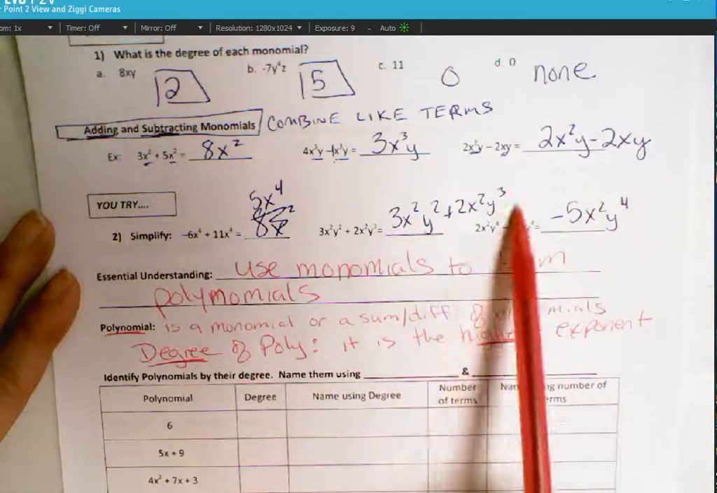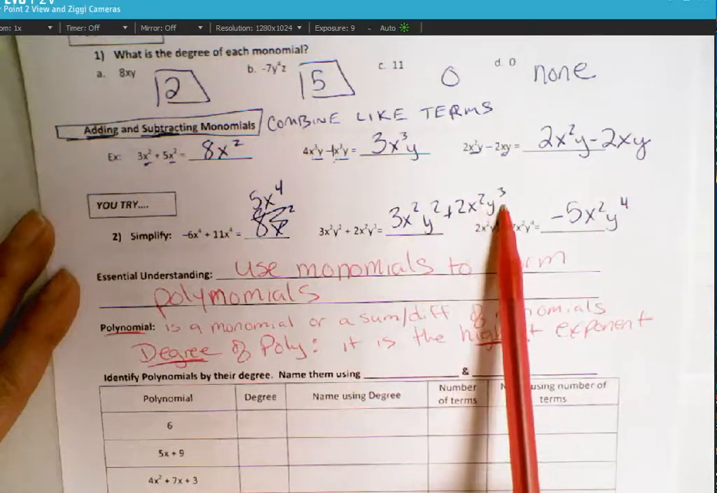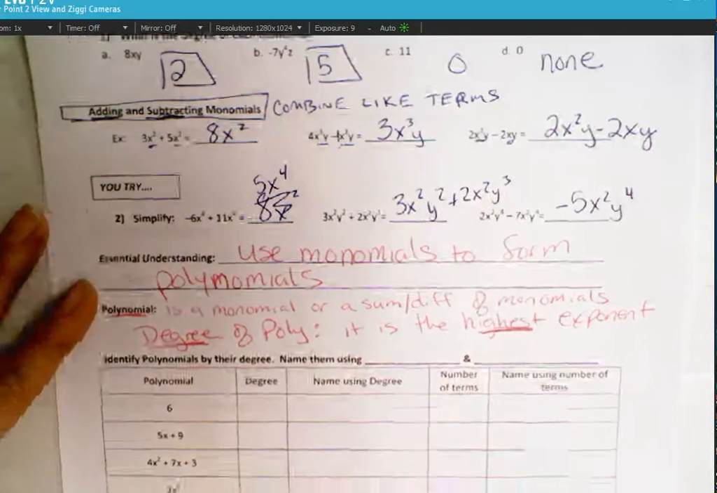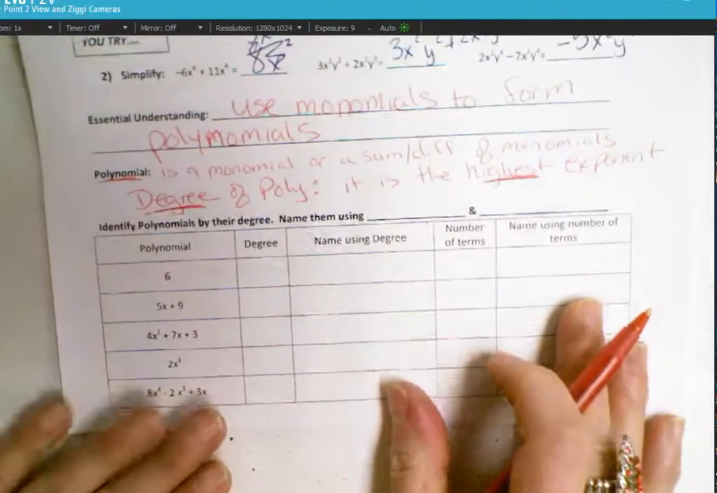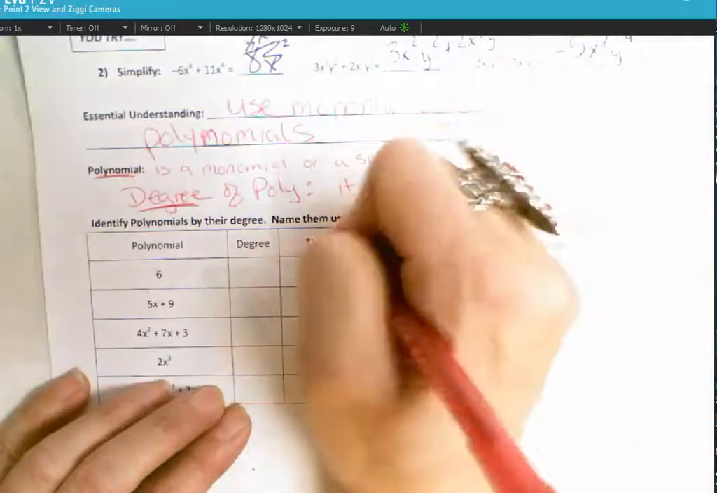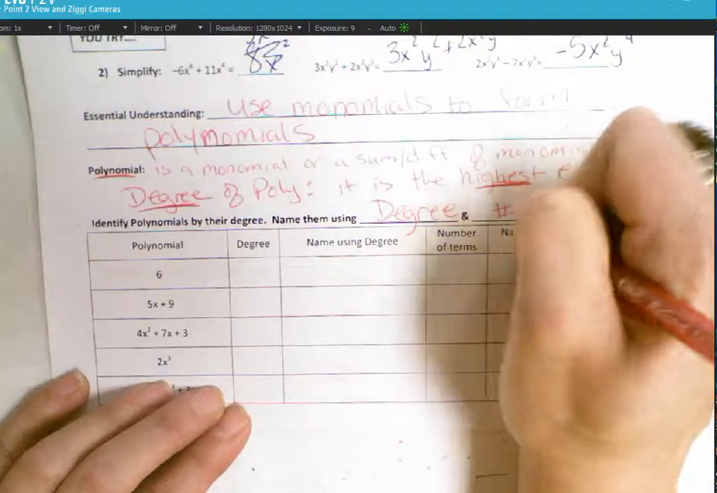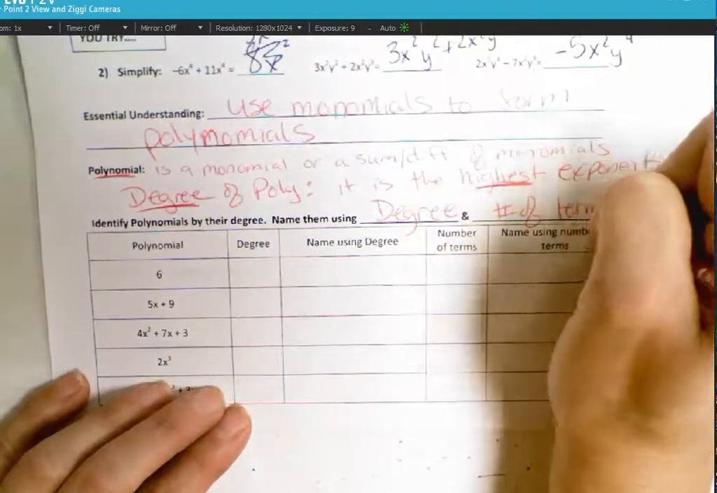This is a polynomial. Its highest degree would be 3. Okay? So let's try some down here. You can name or identify polynomials based on their degree and the number of terms.